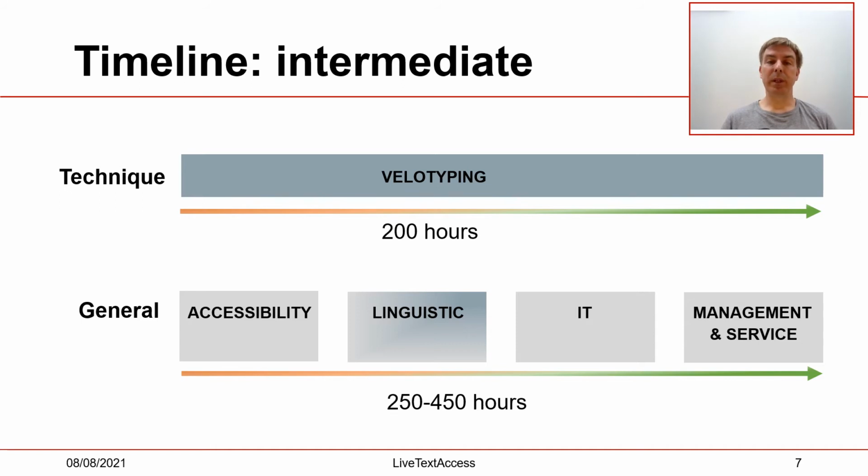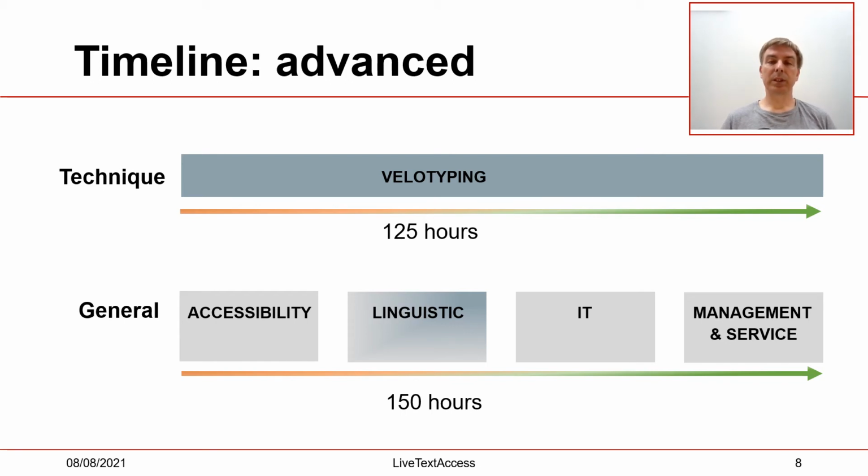If you are an intermediate trainee, you should undergo most of the learning outcomes, but not all. This means around 200 hours to develop the technique while acquiring accessibility, linguistic, IT, and entrepreneurship skills for 250 to 450 extra hours, for a total of 450 to 650 hours. These include watching our video lectures, reading the materials as we recommend, and doing homework. The duration of velotyping homework may vary depending on how quickly you manage to reach every single output.